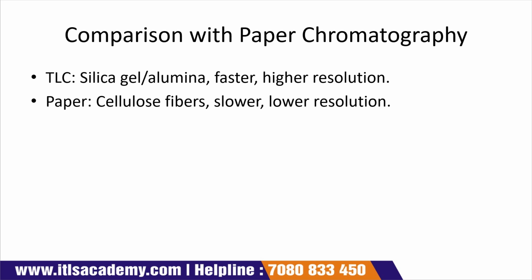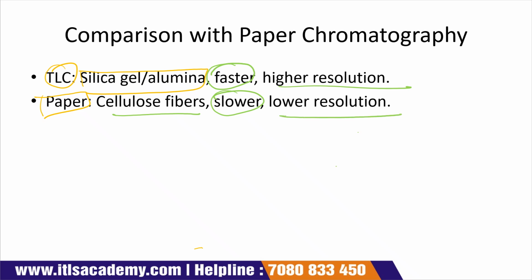Comparison with paper chromatography. TLC uses silica gel or alumina. In paper chromatography, we use cellulose fiber. TLC is faster; paper chromatography is slower. TLC has higher resolution power. Paper chromatography has lower resolution power.